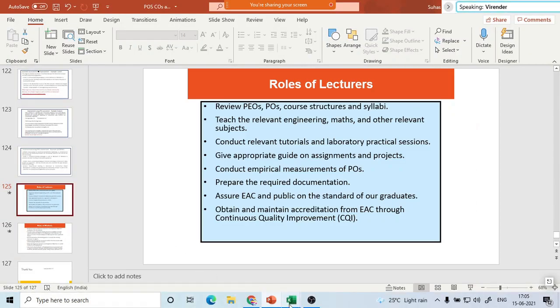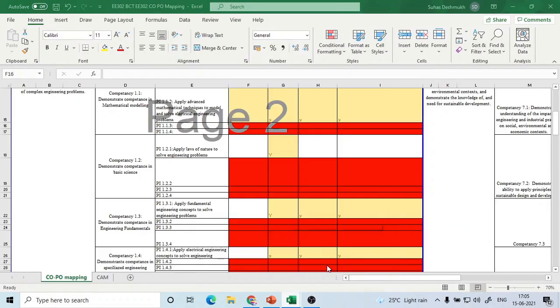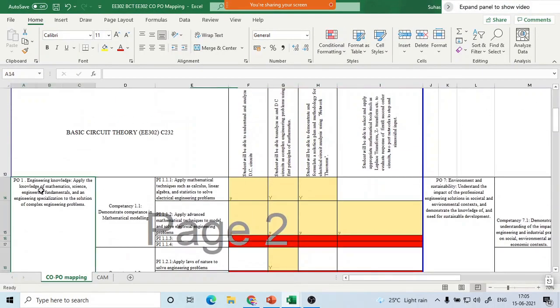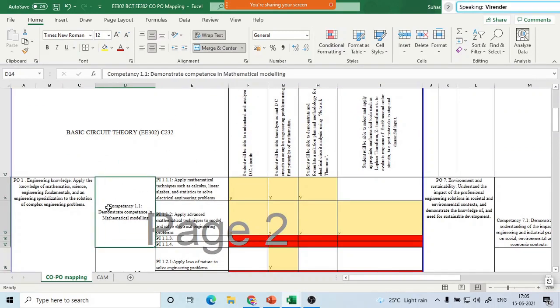I will just show you this. Just look at it. PO1, here it is, my CO1. This is my competency level 1.1. To achieve this competency, what is that competency? To demonstrate competency in mathematical modeling.